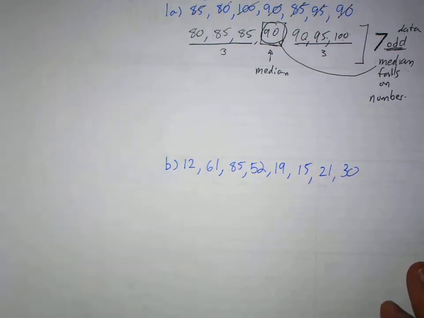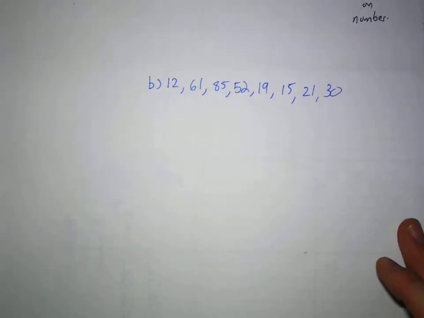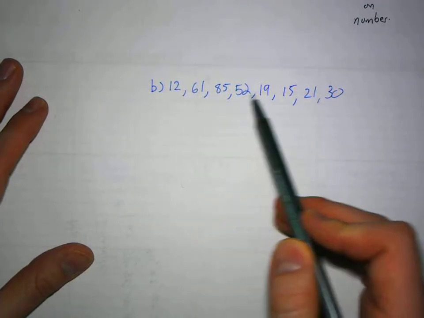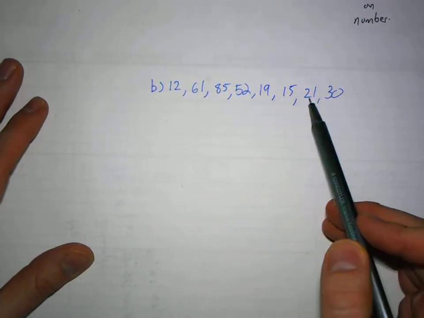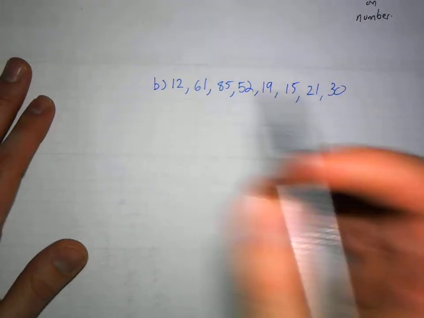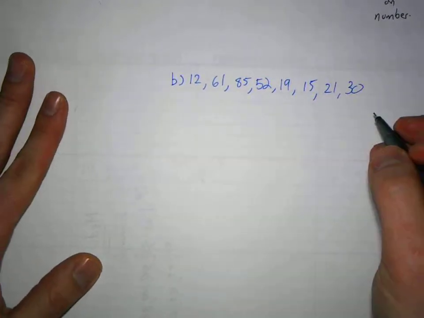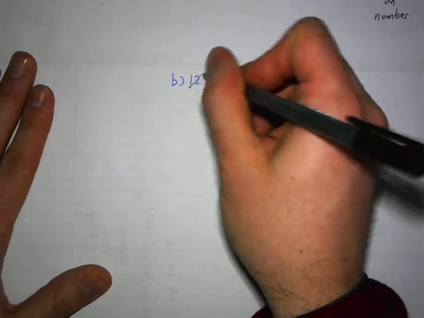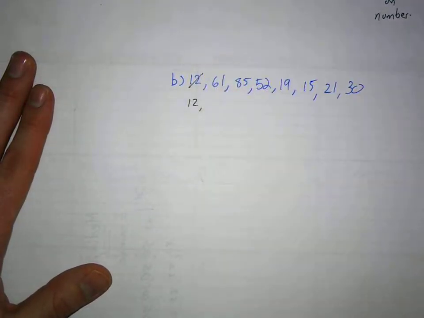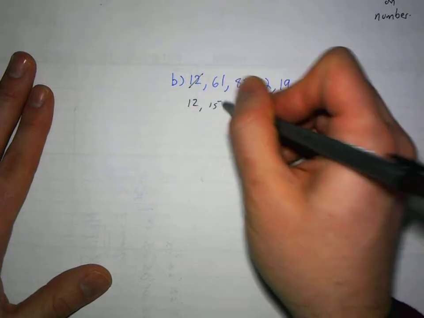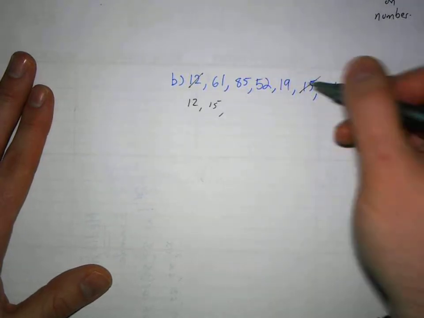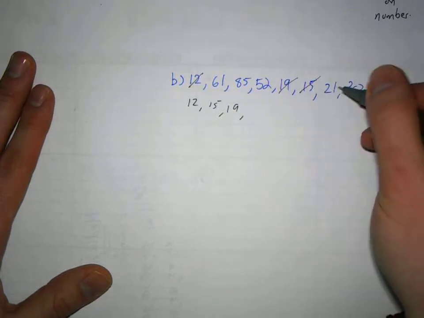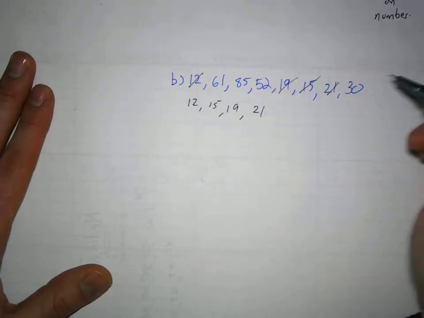So let's move on to our next example down here, question number B. We have 12, 61, 85, 52, 19, 15, 21, and 30. And our first step, as always, we need to organize these numbers, this data set, from least to greatest. And it looks like we're going to start off with 12, just like that. Then we have 15. Then we have what looks like 19. After 19, it looks like we have 21. After 21, we have 30.